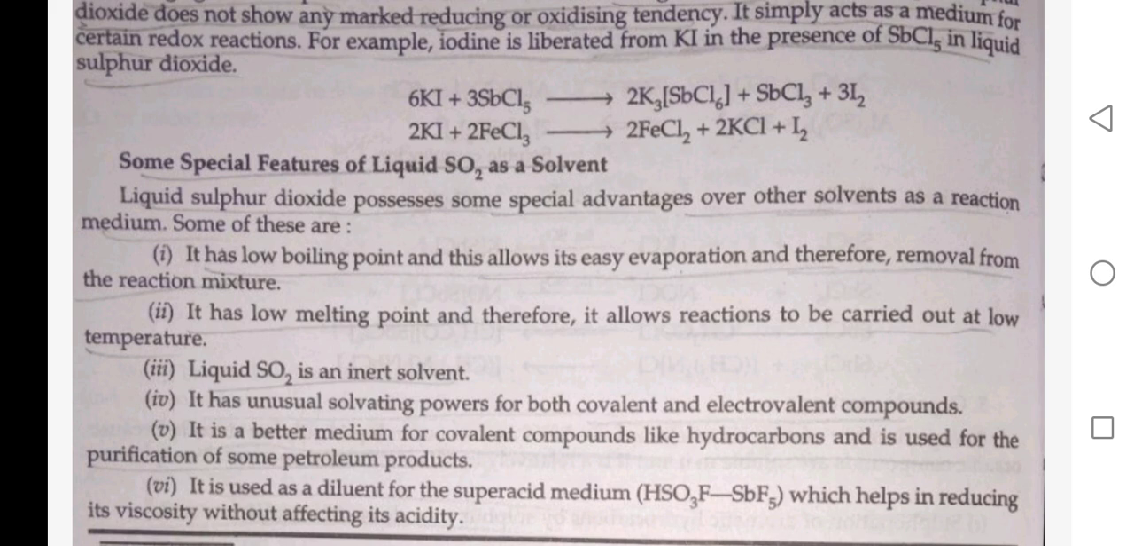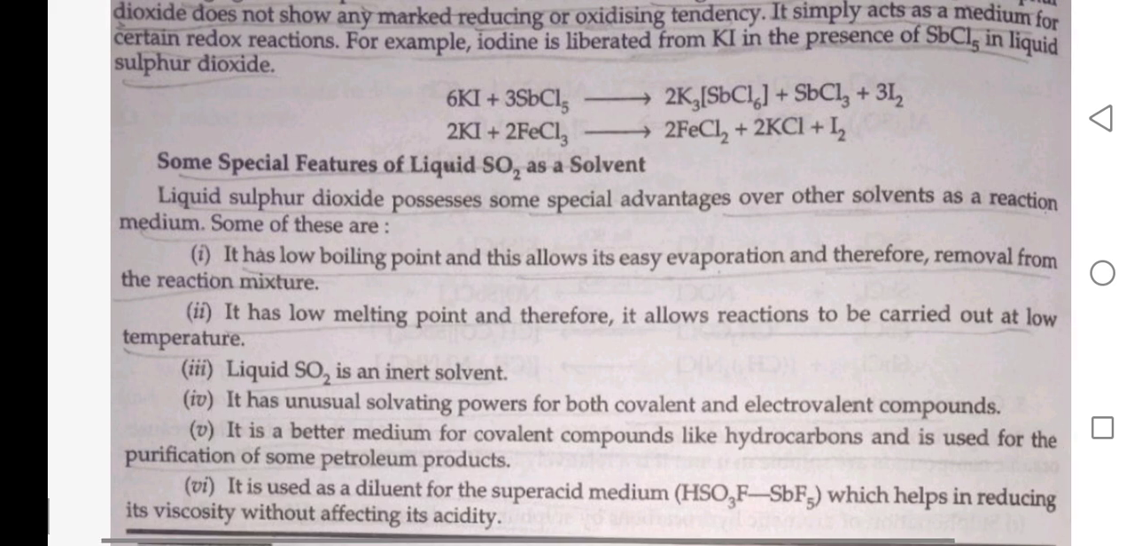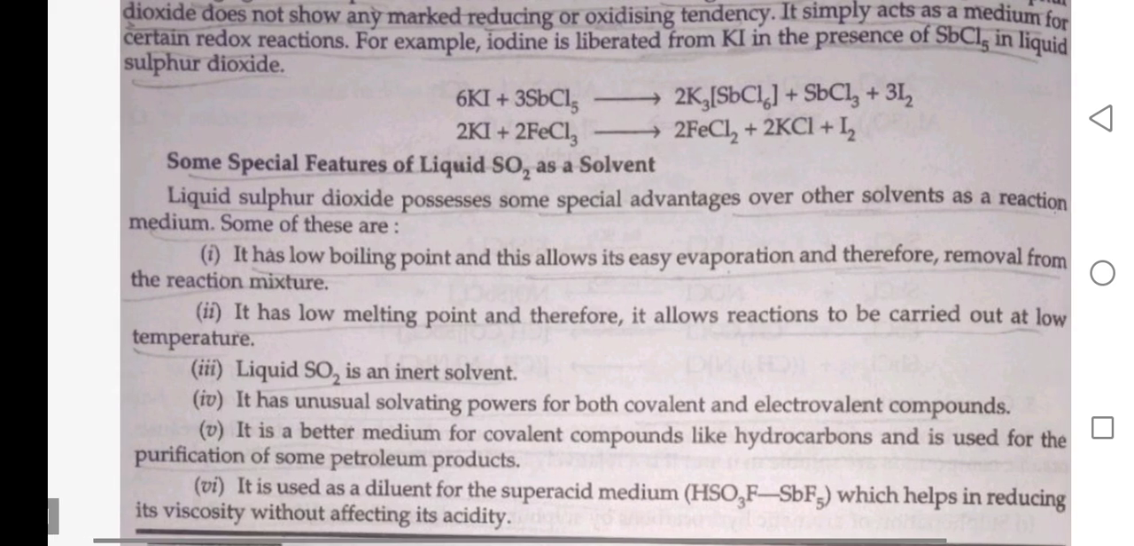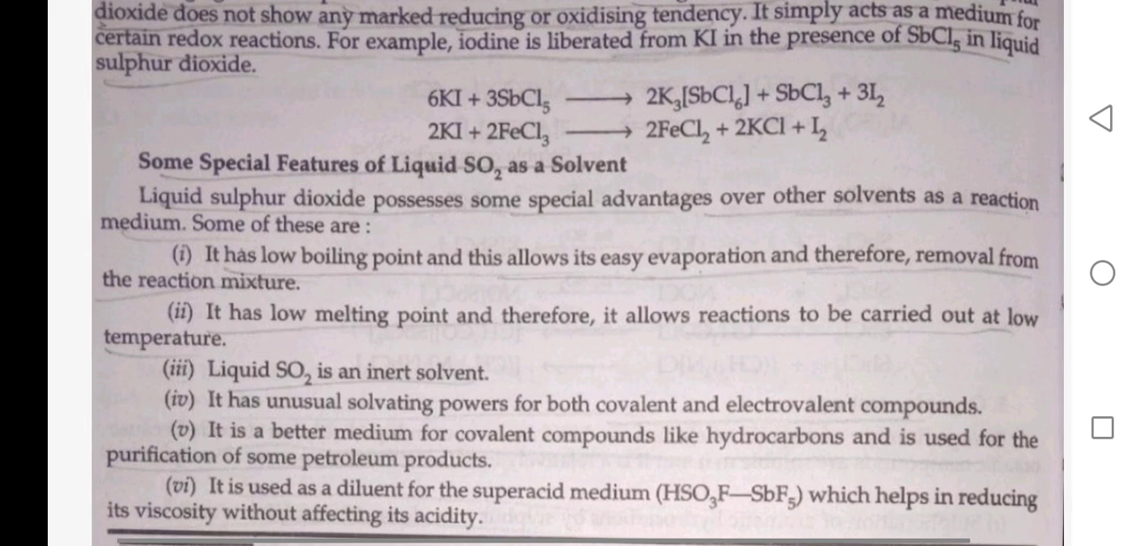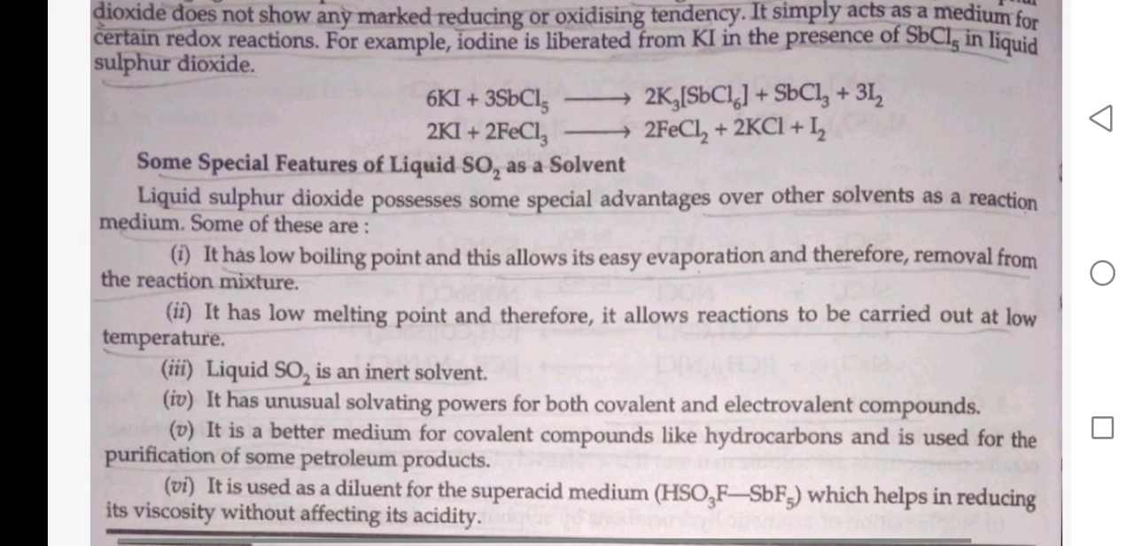Fourth, it has unusual solvating power for both covalent and electrovalent compounds. Fifth, it is a better medium for covalent compounds like hydrocarbons and is used for the purification of some petroleum products. Sixth, it is used as a diluent for superacid media, which helps in reducing its viscosity without affecting its acidity. Thank you.